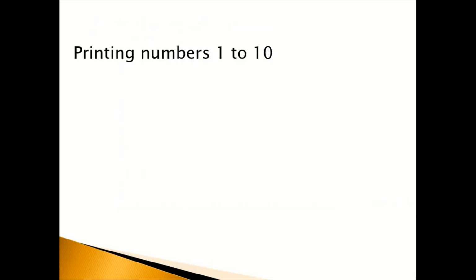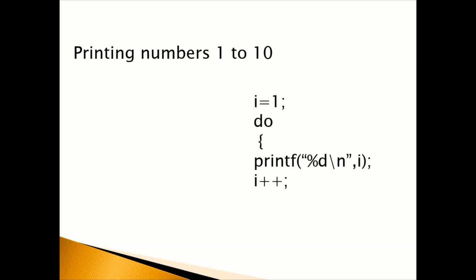Let us take the same example of printing numbers 1 to 10 using do-while loop. Here the I value is initialized to 1, then the statement do, then we have printf statement, printf %d\n I, which prints the value which is stored in I++, and after execution of this block we have the condition while I less than or equal to 10.